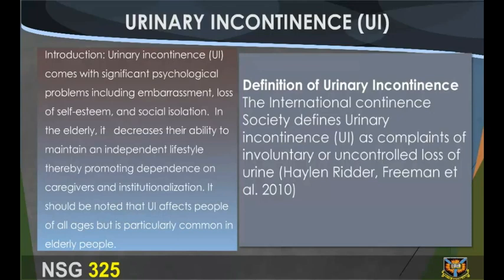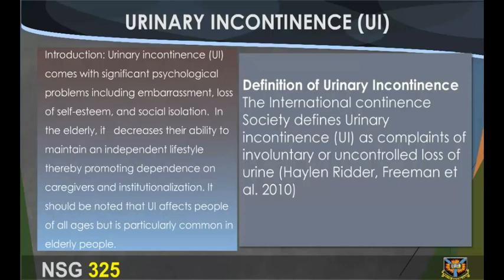Urinary incontinence (UI). Introduction. Urinary incontinence comes with significant psychological problems, including embarrassment, loss of self-esteem, and social isolation in the elderly. It decreases their ability to maintain an independent lifestyle, thereby promoting dependence on caregivers and institutionalization. It should be noted that UI affects people of all ages, but is particularly common in elderly people.